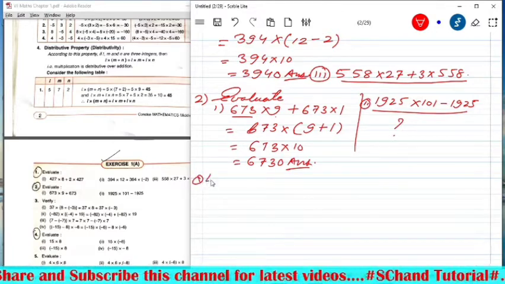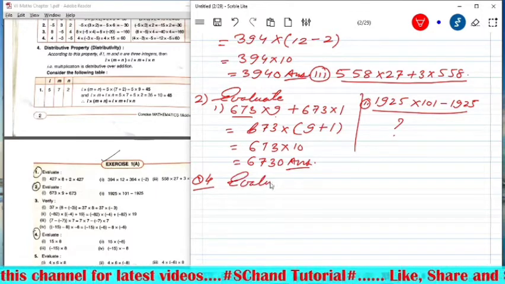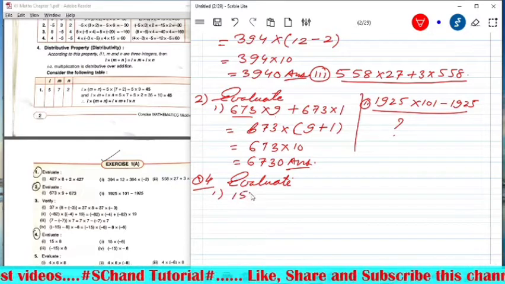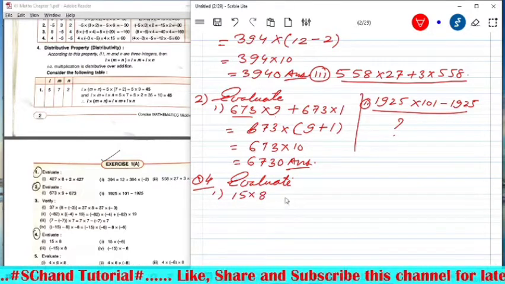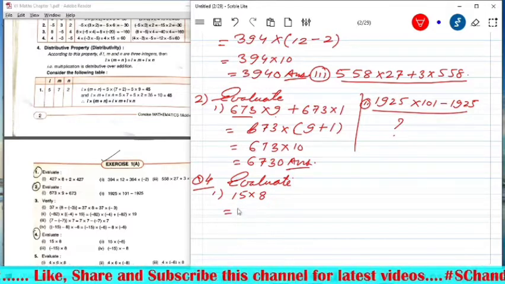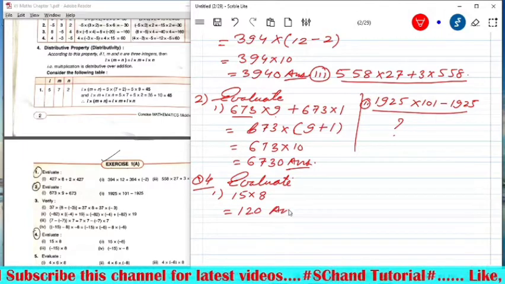Then we have question number 4. Again evaluate. Number 1, that is 15 into 8, sorry. So 15 into 8, you know the table of 15, 8 15s are 120. So this is the answer.